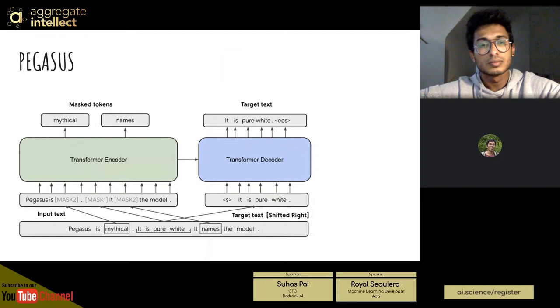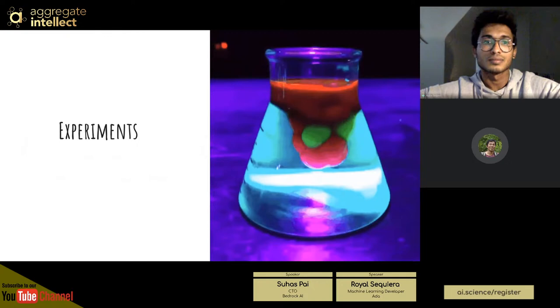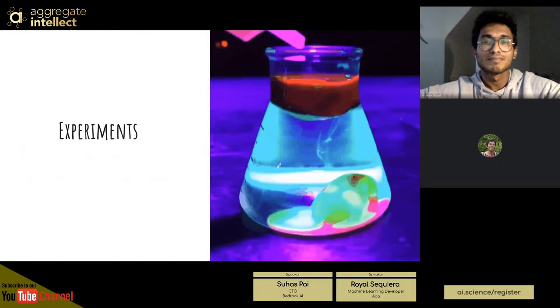Right. Yeah. So I'm curious about a bunch of things. One of the most significant hyperparameters is probably the gap sentence ratio, right? How many sentences are you going to mask? I'm curious, what do the experiments say? What does the paper say about it?